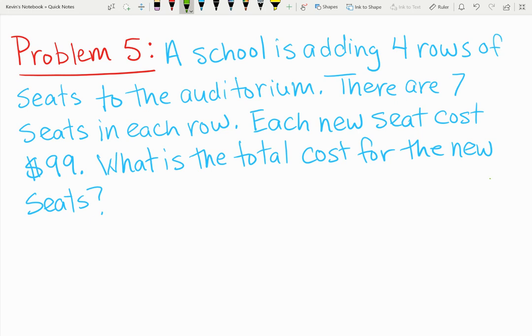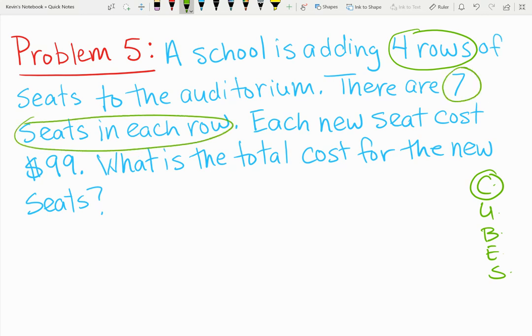Again, you guys, I recommend CUBES. So remember, CUBES: circle, underline, box any action words, evaluate, and solve. Let's start with our C. Let's circle any information we need to know. So we know they're adding 4 rows of seats to the auditorium. We know there are 7 seats in each row. We know each new seat costs $99. Okay, so there's 4 rows of seats, 7 seats in each row, and each seat costs $99.